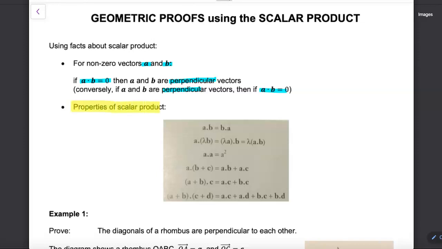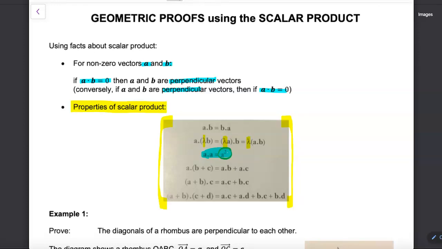Some other properties of the scalar product that we need to remember are shown below. When we scalar product two vectors, it doesn't matter the order that we scalar product them in, we'll always end up with the same value. When we've got a vector scalar product with a multiple of another vector, it doesn't matter where that multiple is, we've called that multiple lambda. And one of the important ones that we've been using a lot recently is when we are scalar producting the same vector by itself, we know that the result is the magnitude of that vector squared.